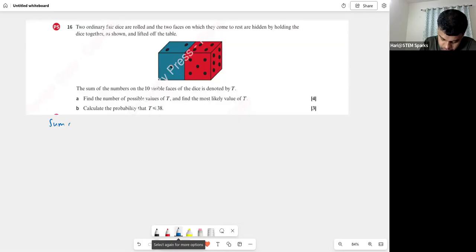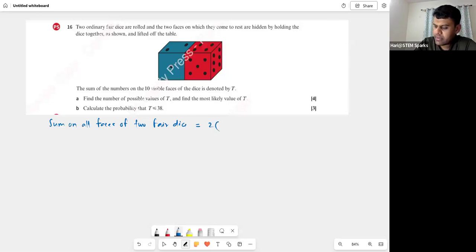The sum on all faces of two fair dice would be 2 times the sum of all the numbers on one die. So that will be 2 times (1 plus 2 plus 3 plus 4 plus 5 plus 6). So this is 2 times 21, that is 42. Now they said that two faces are hidden, but we don't know the numbers or the sum of the numbers on the two hidden faces. So let's say the sum of the numbers on the two hidden faces be a plus b.